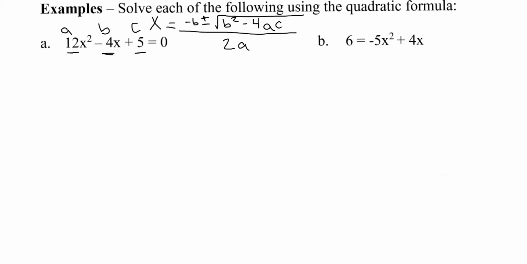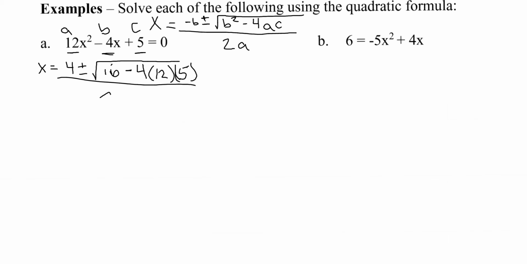So I will have x is equal to the opposite of b. So my b is negative 4. The opposite would be 4. Plus or minus, and then we're going to do our square root. B squared, so negative 4 squared is 16. Minus 4 times a, which is 12, times 5, which is c, all over 2 times a, or 2 times 12 in our case.